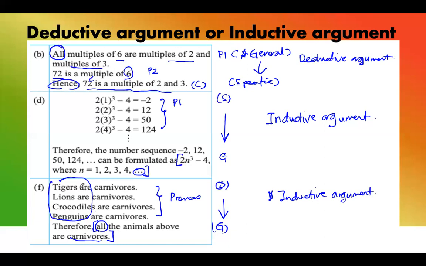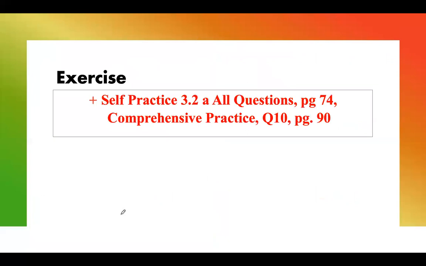All of these animals are carnivores, right? Penguin only eats meat? Sure. Only eats fish? Can it eat something else? I'm not sure, right? So you love bio, then you tell me, right? Okay, so this exercise, please do. The assess practice 3.2, all the questions in page 74, and comprehensive practice question 10, page 90. This is in the textbook for science 1, for science 4E, 4C later on, right?